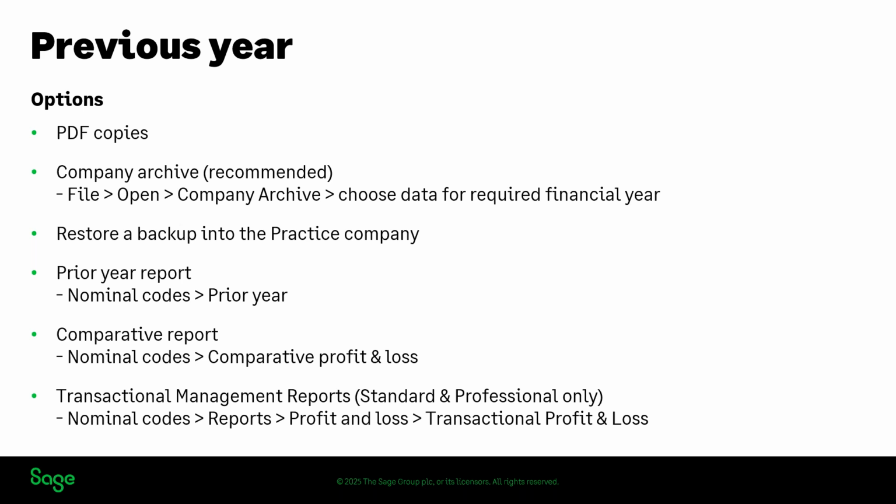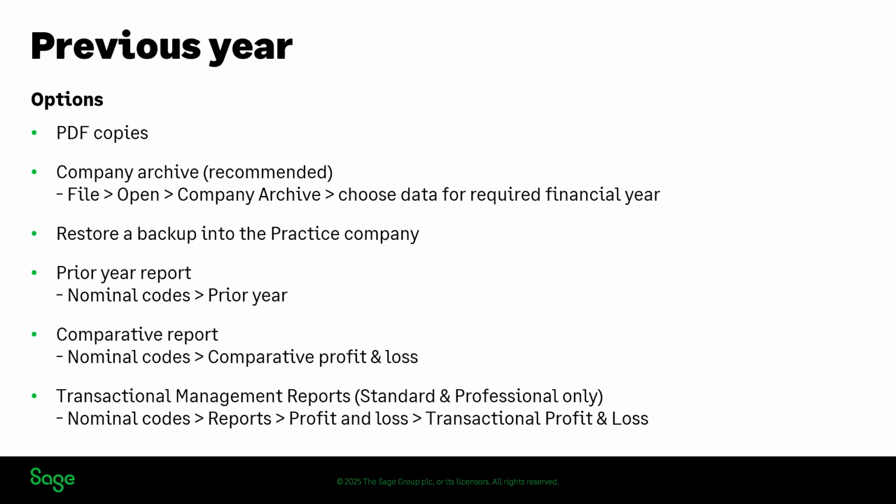You've got the prior year reports. It's at the top of the nominal codes window. You run that for as long as it's just your previous financial year you're after, and it means you can get at that information. Similarly, the comparative report. It's at the top of the nominal codes window. We'll have a look at all these options in a moment.